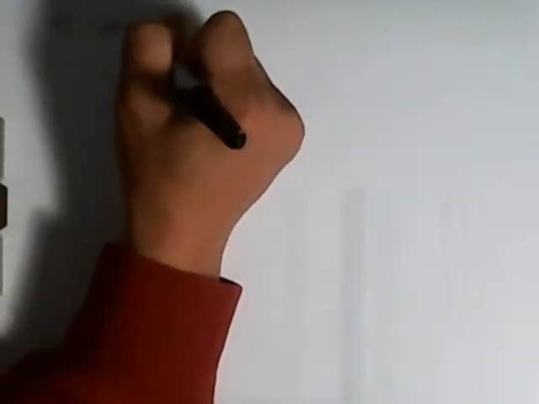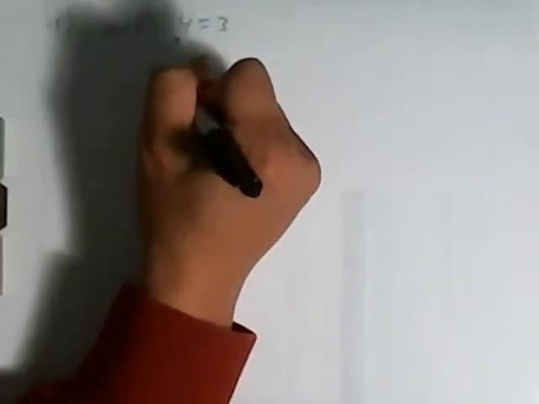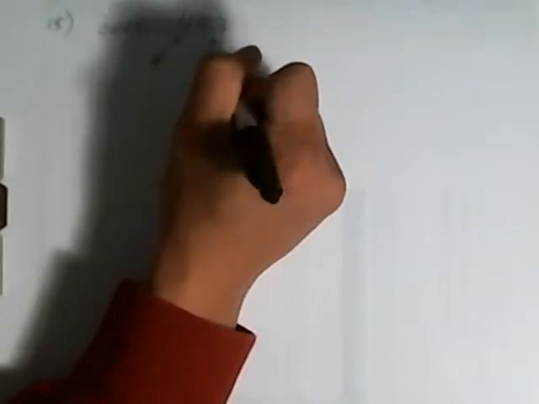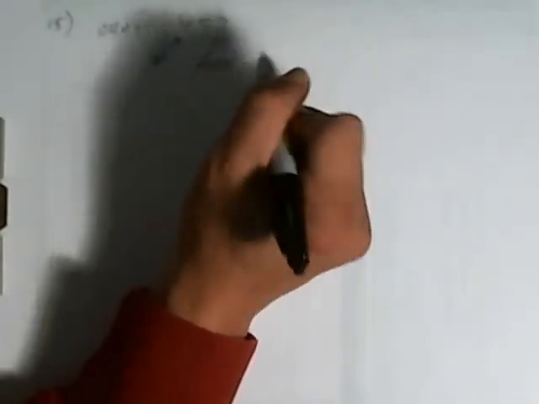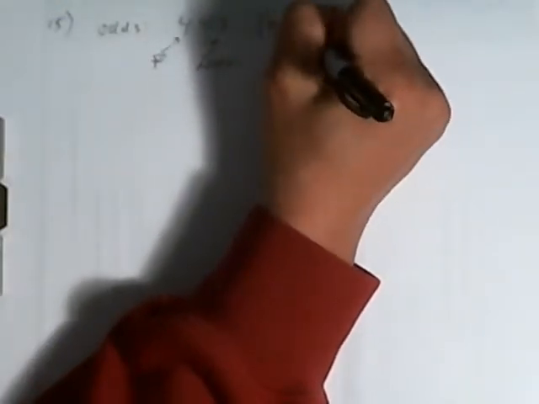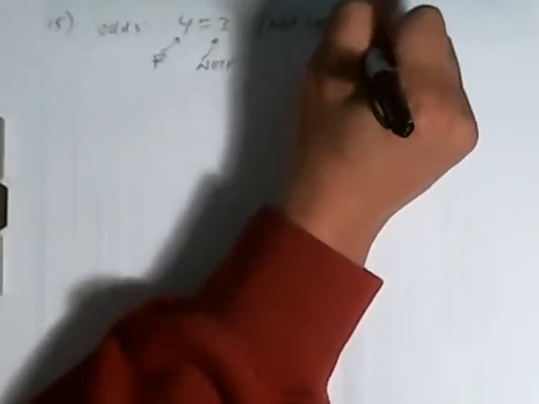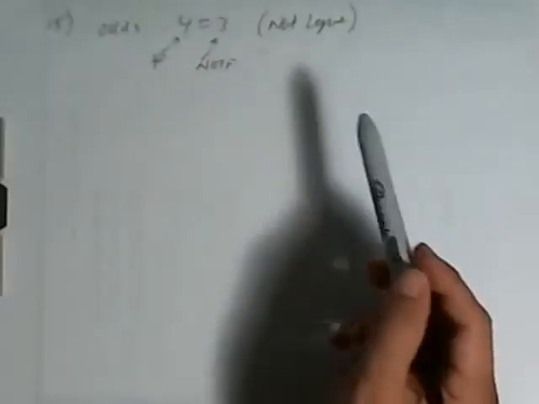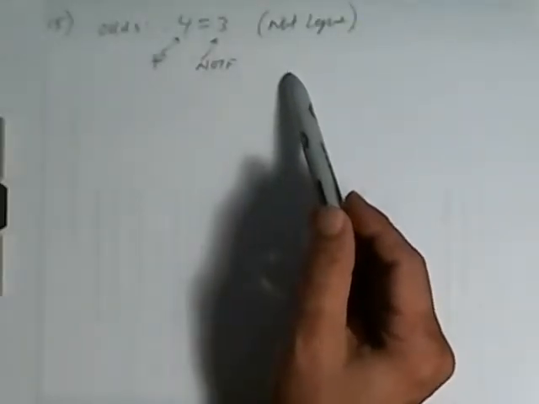What are odds? Suppose that the odds in favor of the National League winning the All-Star game is 4-3. Odds is equal to 4-3. That's favorable to not favorable. So this is for National League. So baseball, there's National League and American League, I believe. Yeah, of course.